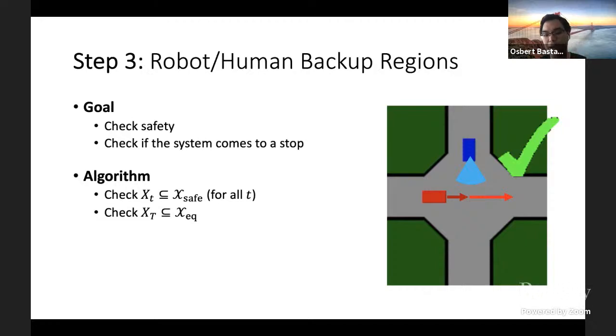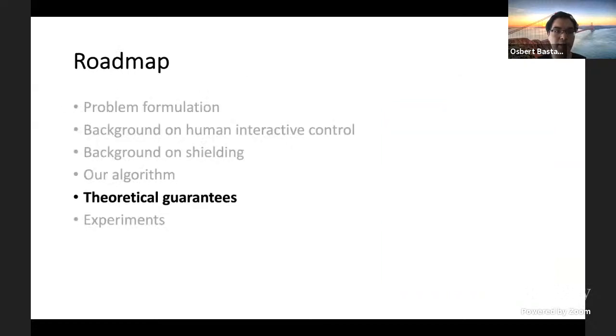If both of these checks pass, then we use the robot's optimal policy pi hat. Otherwise, if either of the checks fails, we switch to the backup action. So that's our algorithm. Basically, to summarize, we roll out the system and perform these checks. Next, I'm going to talk about the theoretical guarantees that we prove for this algorithm.